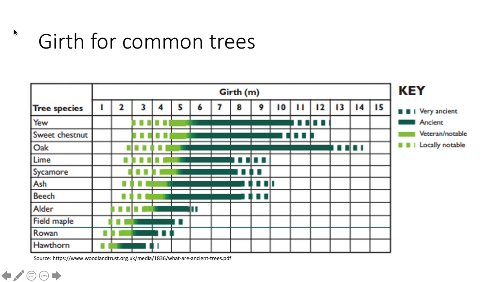So yeah, I thought that was a really helpful and interesting diagram, and actually it gives you a really good idea. So yes, the two key things are identifying the tree species and measuring the girth.